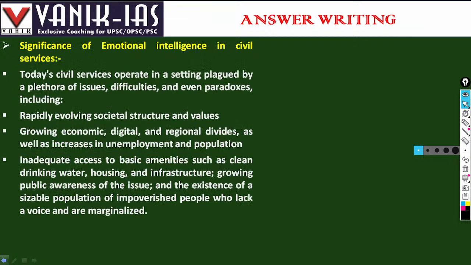Significance of emotional intelligence in civil service. Today, civil services operate in a setting plagued by a plethora of issues, difficulties, and even paradoxes, including rapidly evolving societal structure and values, growing economic, digital, and regional divides, as well as increasing unemployment and population, inadequate access to basic amenities such as clean drinking water, housing and infrastructure, growing public awareness of the issues, and the existence of a sizable population of impoverished people who lack a voice and are marginalized.